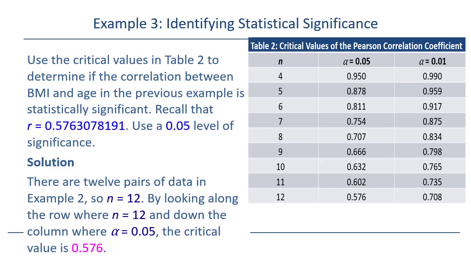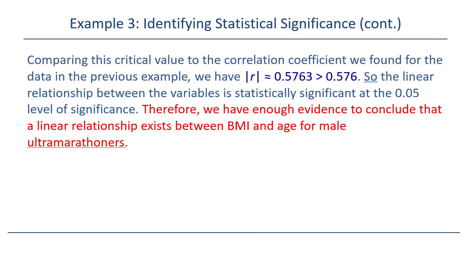Okay, another example, where we continue with that example where we're looking at our pieces of data. We can see that it's just barely significant because there are 12 values. But it's just barely significant. So yes, it's significant, but we have enough evidence to conclude that a linear relationship exists between BMI and age for these male ultra marathoners.